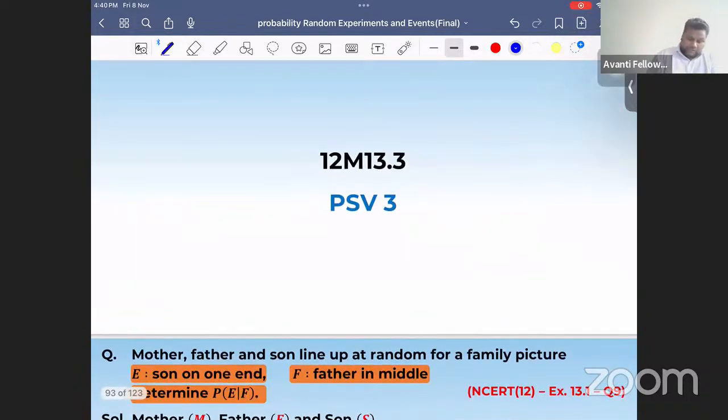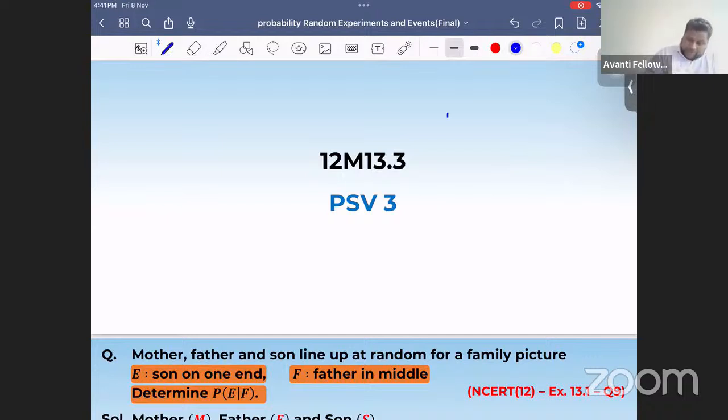Now, next question. Mother, father and son line up at random for a family picture. E is the event that son is at one end and F is the event that father is in the middle. Determine E intersection F. So many calculation mistakes are not good. Easy calculations are there.